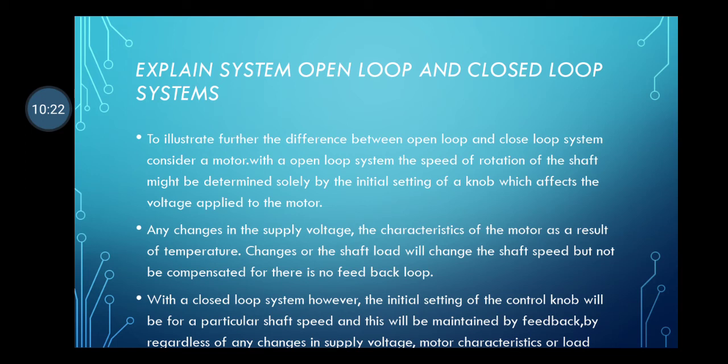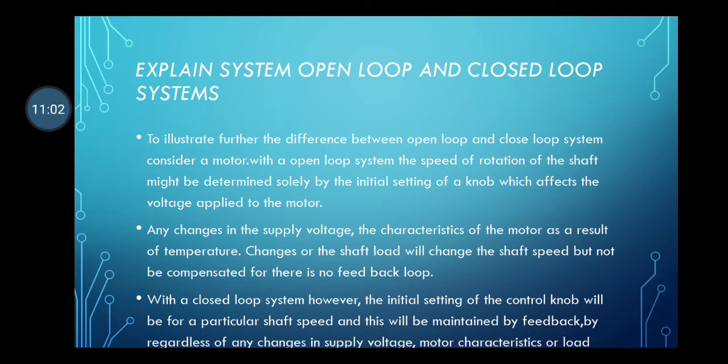Any changes in the supply voltage, or in the characteristics of the motor as a result of temperature, or changes in the shaft load will change the shaft speed but not be compensated for, as there is no feedback loop.